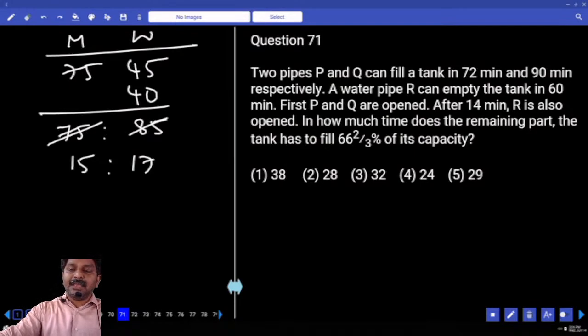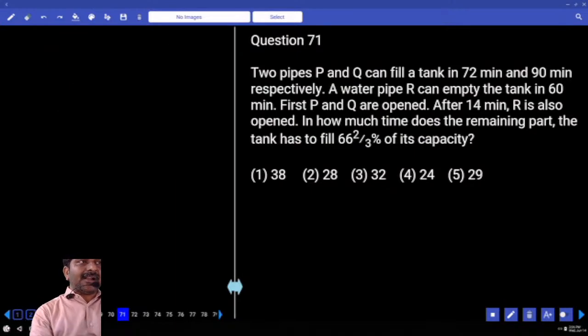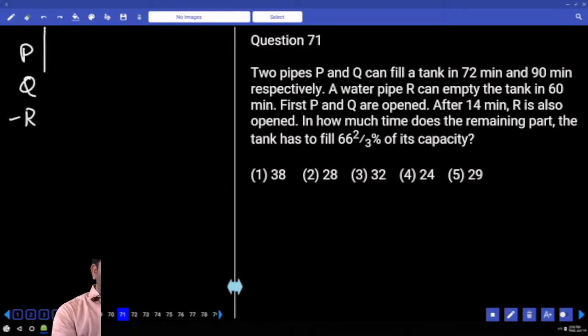2 pipes P and Q can fill a tank in 72 minutes, 90 minutes respectively. A water pipe R can empty the tank in 60 minutes. First P and Q are opened. I'll read the condition later. So far I know that we have P, Q and R as outlet: 72, 90 and 60. Right?